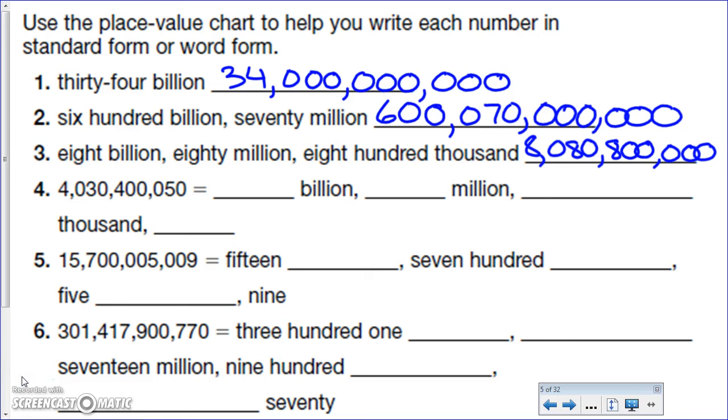For number 4, we have it in standard form and it wants us to put it in word form. So they've partially filled it in for us. So if we start, we have 4 billion, 30 million, 400,000. And then in the last blank, 50.